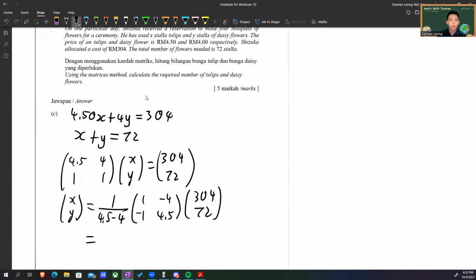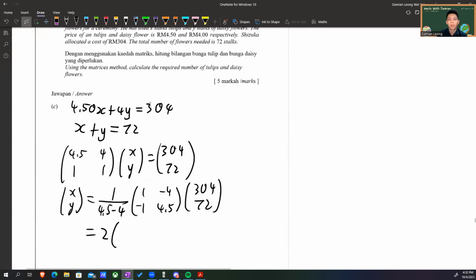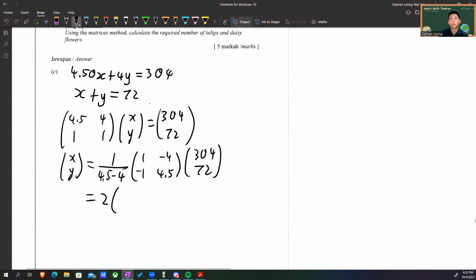This is 1 divided 0.5 means 2. And times these two matrix. So again, first matrix follow the rows, second matrix follow the column. First row, first column, first row times first column, first number times 304, then negative 4 times 72.